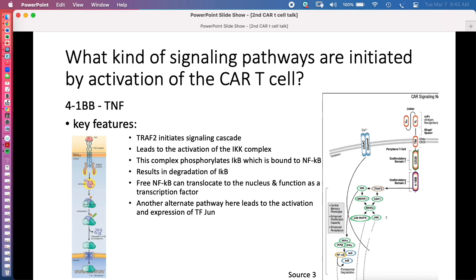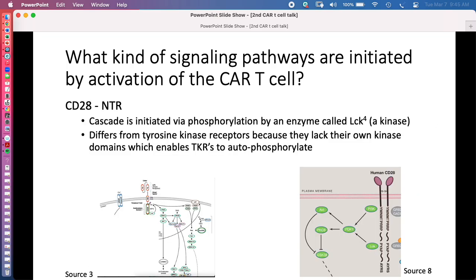There are other things going on here too, which we don't need to focus on at all. But it's interesting that this is the same thing that's happening in a normal cell, and we're able to get there using only the intracellular signaling portion of it. Kind of a way to hijack and modulate these pathways. Another one is the CD28 non-tyrosine kinase receptor.